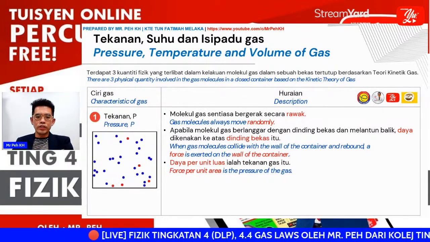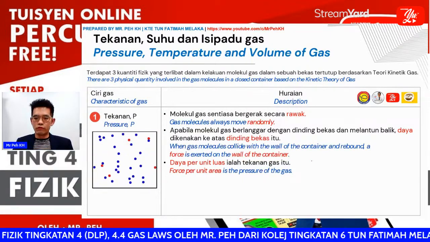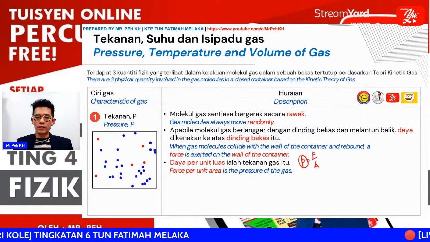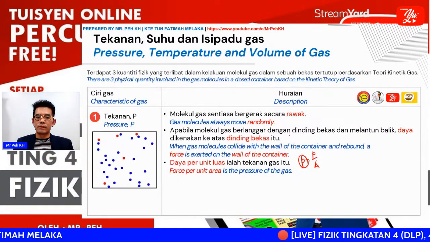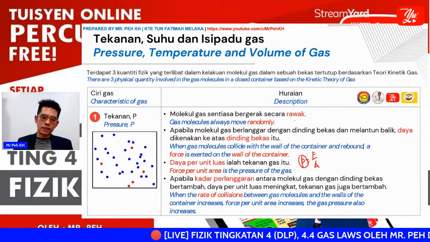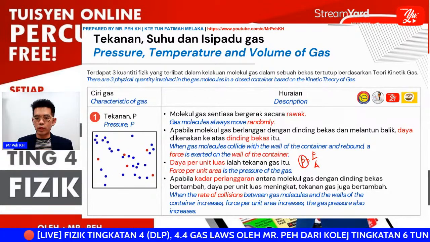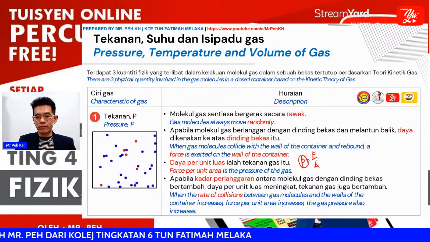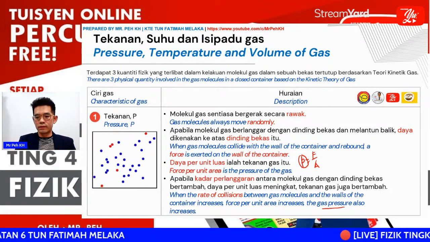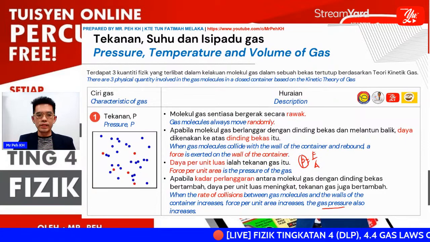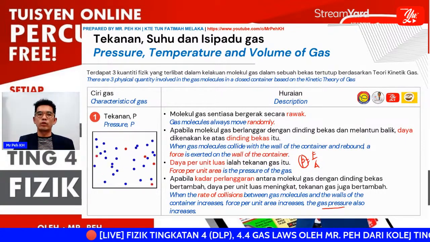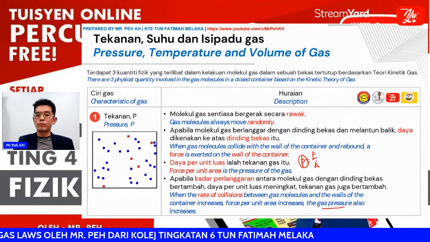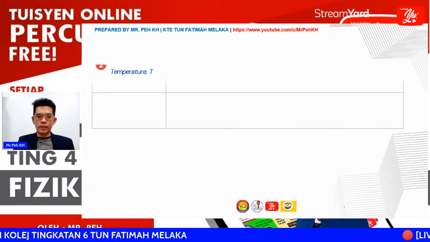So that force per unit area is the formula for pressure. That means F over A is the pressure exerted on the wall of the container. Here you can see that when the rate of collision between the gas molecules and the wall of the container increases, the force per unit area increases. Therefore, the gas pressure will also increase. So this is regarding the pressure. That means the pressure is measuring the rate of collision of the gas molecules against the wall of the container.